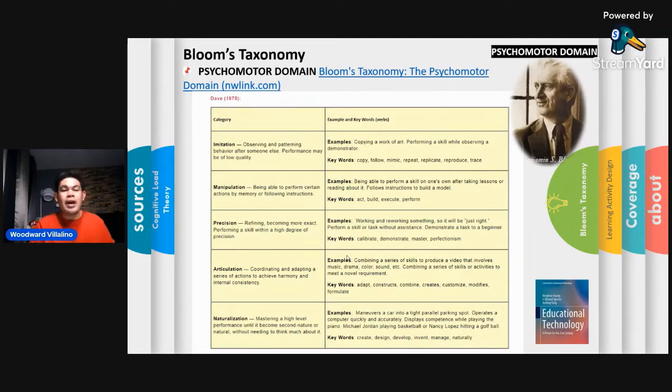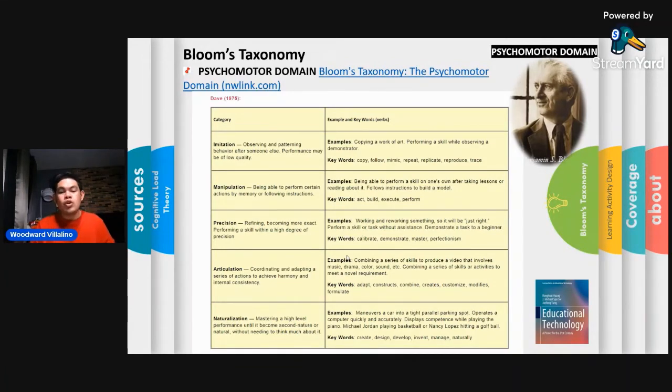Okay. Now we have articulation. Articulation is coordinating and adapting a series of actions to achieve harmony and internal consistency. It is important that there is harmony and consistency internally. So combining a series of skills to produce a video that involves music, drama, color, sound, etc. Combining a series of skills and activities to meet a novel requirement. So making a video would not involve just one skill, but a series of different skills to produce a particular video.